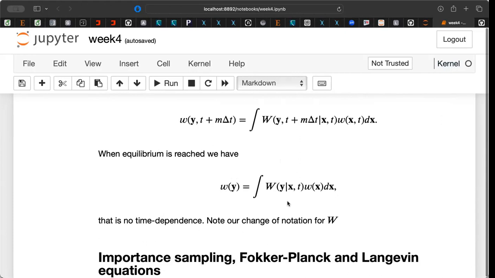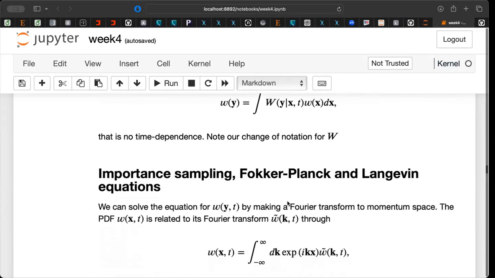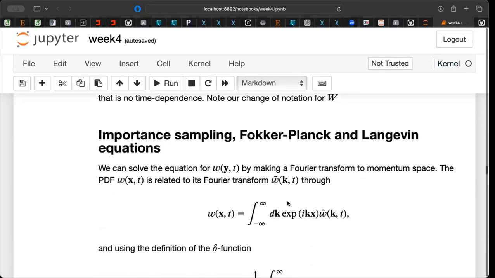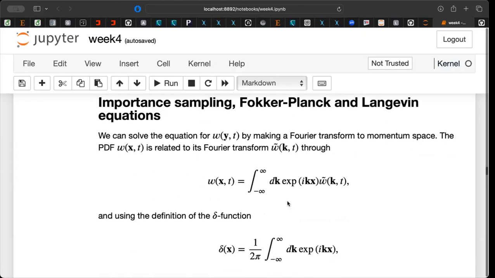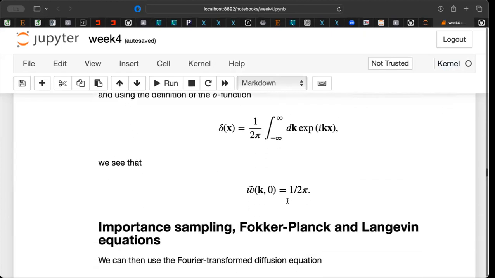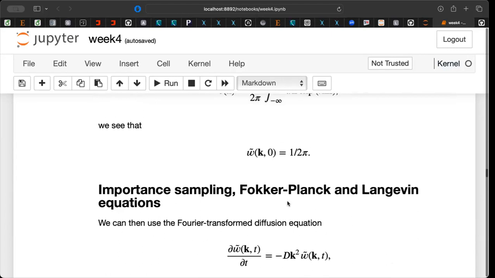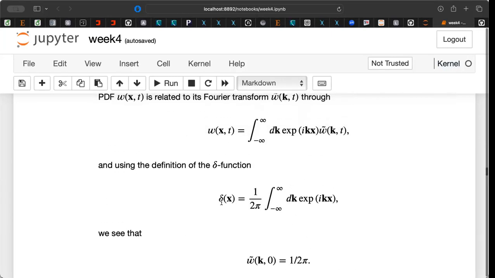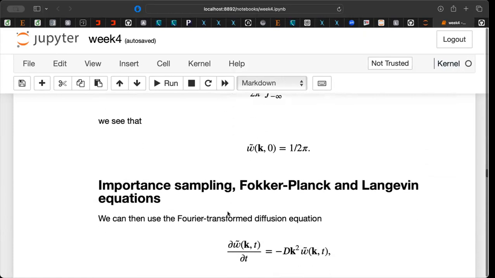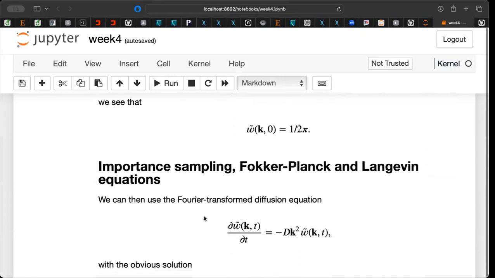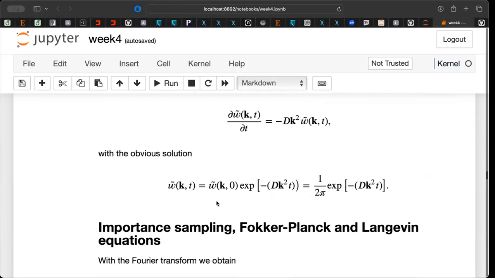becomes time independent. Now, when you look at the derivations you find here, the first part is actually just a derivation of what we did before the break. We looked at the solution in terms of an initial distribution, which is given by a delta function. And then we made a Fourier transform of the diffusion equation.